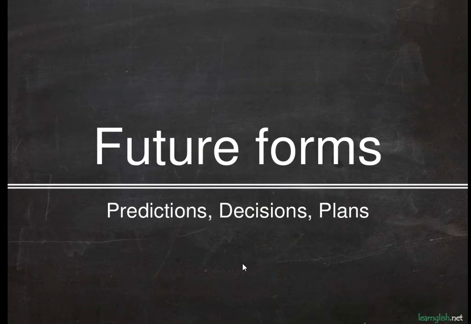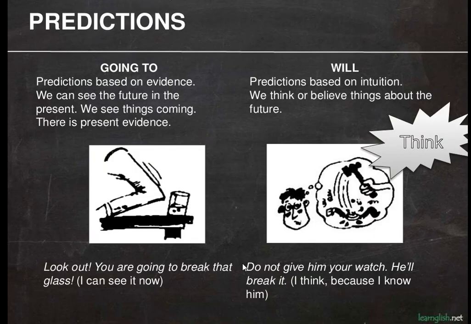Let's look at the future forms for predictions, decisions, and plans. When we predict something, we use either going to or will. We use going to for predictions based on evidence. We can see the future in the present. We see things coming. There is present evidence, so we use going to with predictions with evidence. Look out, you're going to break that glass. I can see it now. I can see the future.